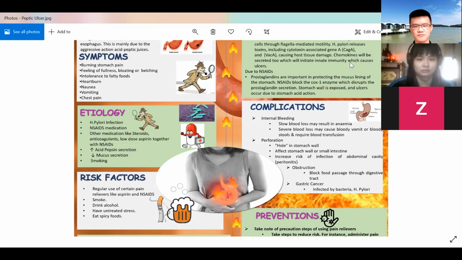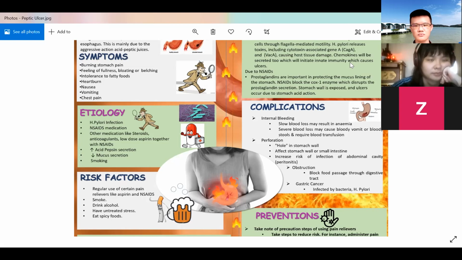So who is at risk for this peptic ulcer? A patient that is regularly taking this non-selective NSAID, a patient that is smoking, drinking a lot of alcohol, or has untreated stress. So actually the stress also can induce the peptic ulcer. That's called the stress-induced ulcer.